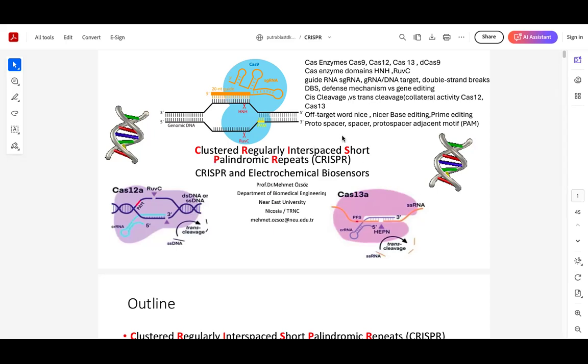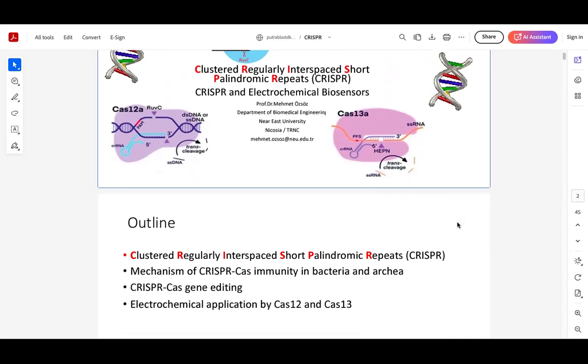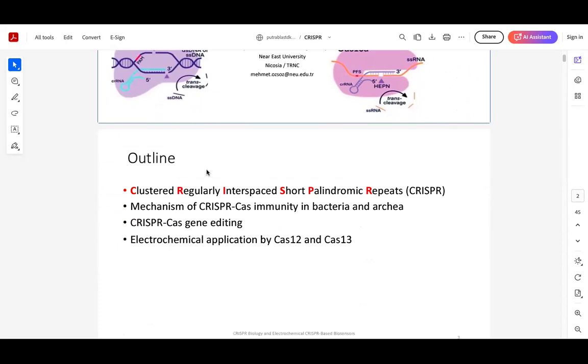So let's look at a few terms here. Protospacer, spacer, protospacer adjacent motif, or PAM. But before that, let's learn the history. So CRISPR stands for this. That's how we get CRISPR. And the mechanism of CRISPR-Cas is the most important from this technology.